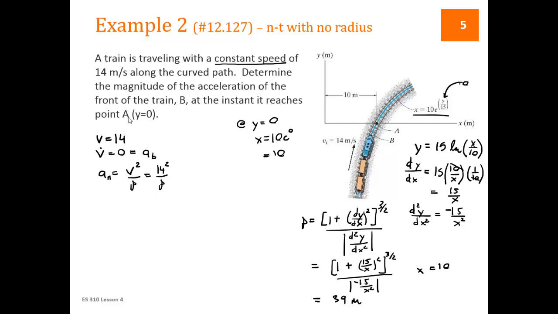Now we can plug things in over here. We get AN is equal to 14 squared over 39, which is equal to 5.02. We're asked for the magnitude of acceleration. Well, AT is 0, so the magnitude of the acceleration is 5.02, and the units would be meters per second squared.